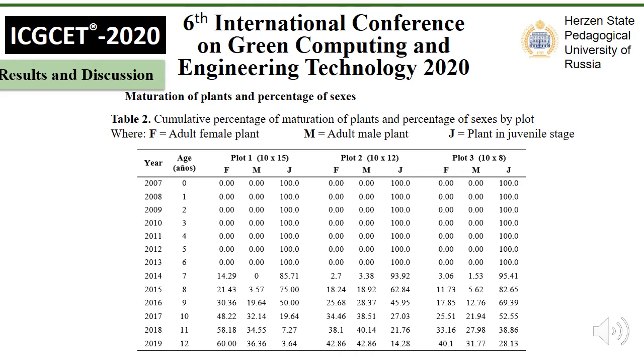Results and discussion. Maturation of plants and percentage of sexes. As we can see in table 2, the cumulative percentage of maturation of plants and percentage of sexes by plot, where F is adult female plant, M adult male plant, and J plant in juvenile stage.